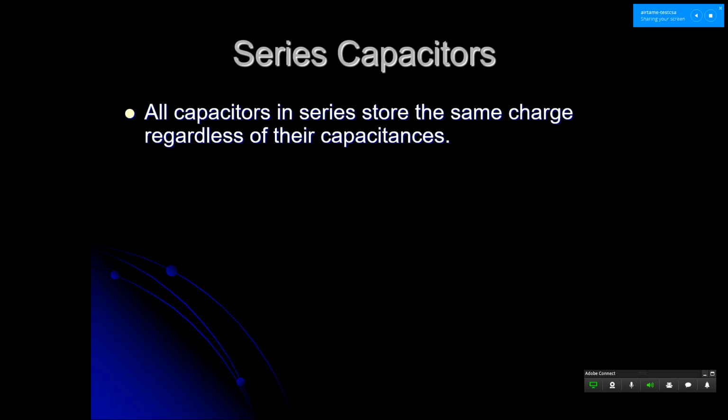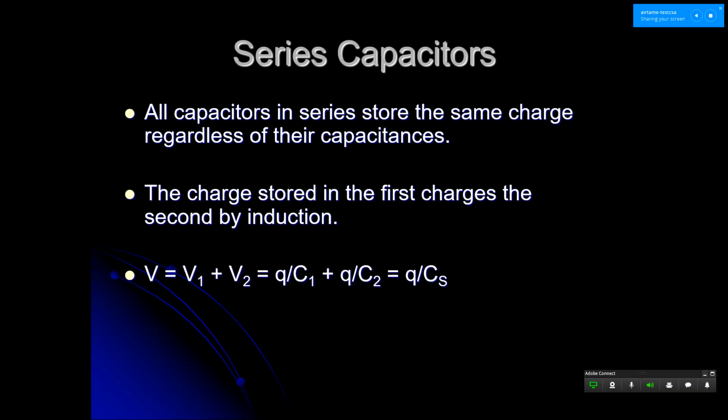All right. So a series capacitor can only be charged by induction. The charge stored in the first capacitor charges the next by induction. So what I mean by that is, if I have one capacitor like this, in series with another capacitor, it's got, let's say, a positive plate and a negative plate, right?